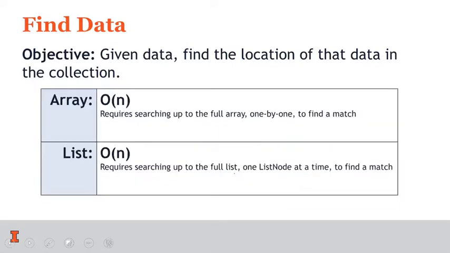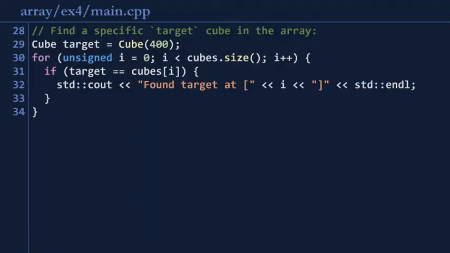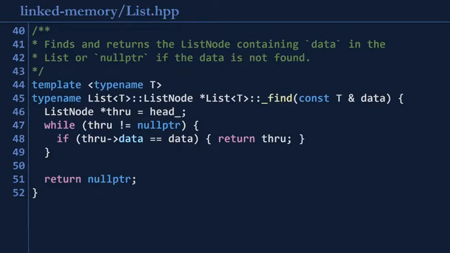So to formalize this, given data, find the location of that data in the collection. Well, in an array, it takes O of n to find a particular piece of data. In a linked list, it also takes O of n time. So it takes the exact same amount of time in both of these structures to find a piece of data. But could we do better? Looking at the code to find an element inside of an array, we saw this code in our arrays lecture. And in example 4, you'll see that lines 29 through 34 has the code to find an element. In the list class, we saw that we have a find function that finds the data inside of our list. So you have the code for both of these if you go back to linked memory or the arrays, and you can actually play around with this find algorithm.